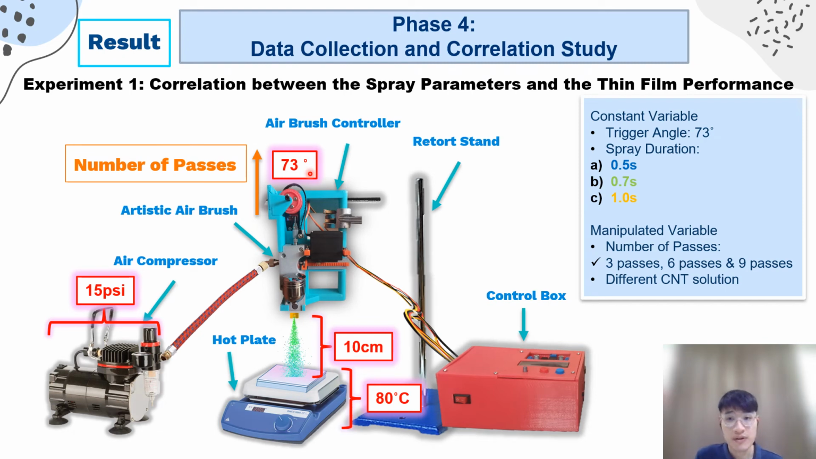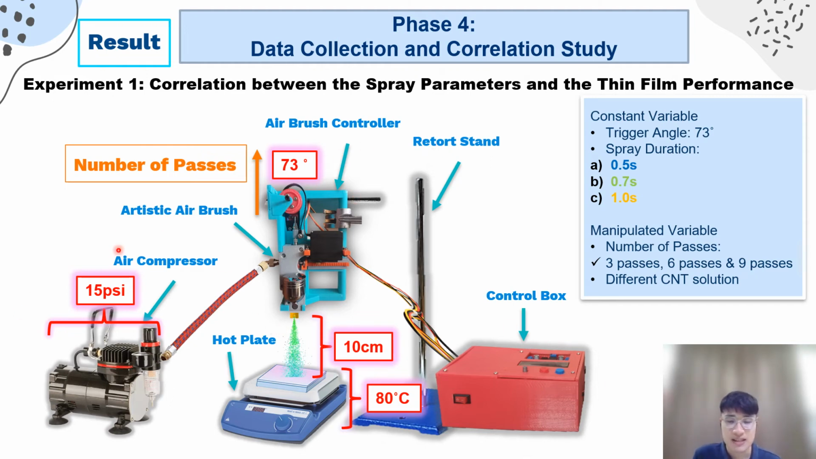And this is an overview of the automated airbrush system for the correlation study between the spray parameters and the different performance. So basically, there are a few parameters being fixed for the following experiment. First, the air pressure is fixed to 15 psi, while the nozzle to substrate distance is fixed to 10 cm, and also the surface temperature for the substrate is fixed to 80 degrees Celsius, and the trigger angle, as mentioned earlier, the optimum one is 73.